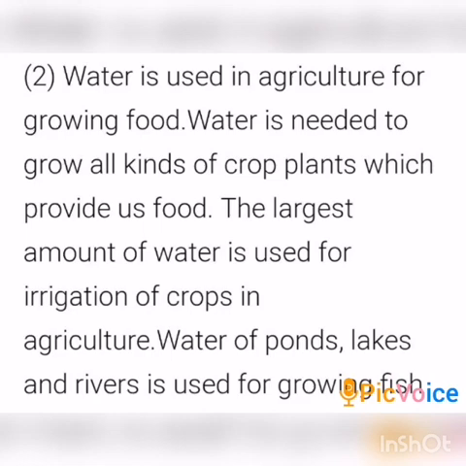By getting this water, the plants prepare their own food by the process of photosynthesis. Isn't it, children? Yes. Water is needed to grow all kinds of crop plants which provide us food. The largest amount of water is used for irrigation of crops in agriculture. Then, water of ponds, lakes and rivers is used for growing fish. Isn't it, children? In ponds and lakes water is used for growing fish.